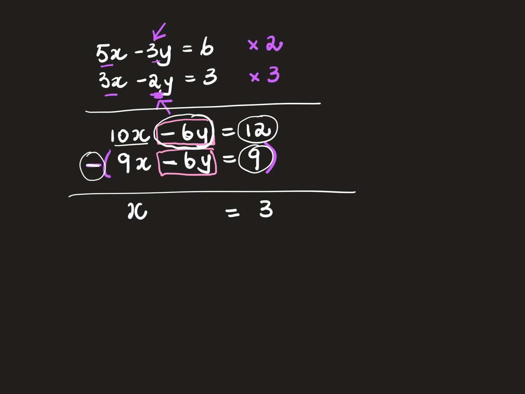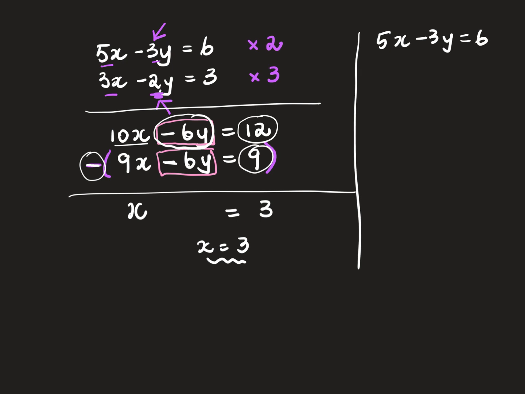Oh, straight away we've got an answer there. x is equal to 3. And we just need to find what y is. Choose any of these equations I like. I often just choose the top one. 5x, that's 5 times 3, minus 3y equals 6. 15 minus 3y equals 6.